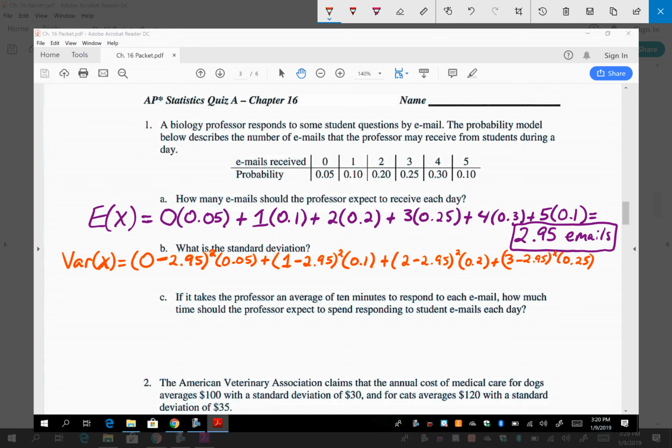Now don't clear anything. The reason I had you hit enter is we're not done. The calculator can't go past that. For some reason, when we tried to do this earlier, it wouldn't let us keep typing more. So we had to pause. You hit enter. Make sure you arrow down. We're going to do a new line. Okay, new line. Or plus, that's fine, just hit plus. Plus 4 minus 2.95 squared times 0.3 plus 5 minus 2.95 squared times 0.1. And then you should be able to finish it off.